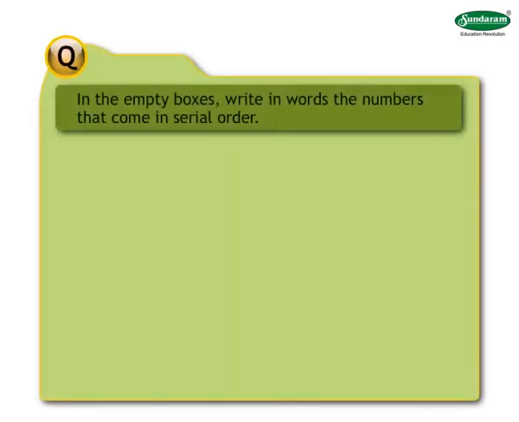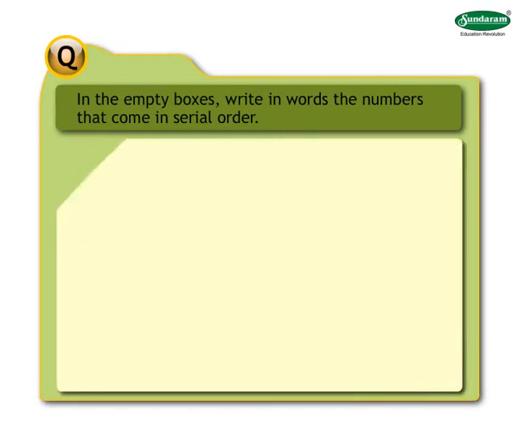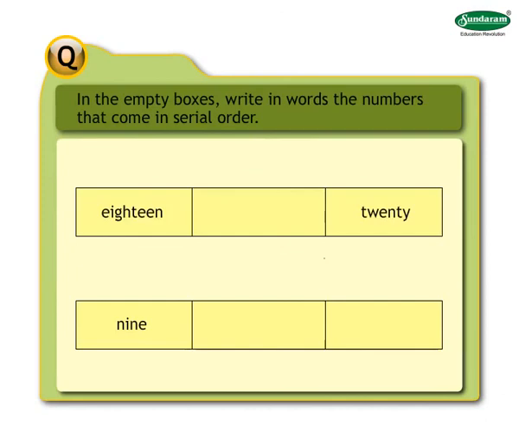In the empty boxes, write in words the numbers that come in serial order. Solution: EIGHTEEN, NINETEEN, TWENTY. Thus, after 18, the number is 19 and then 20. NINE, TEN, ELEVEN. After 9, the two numbers are 10 and 11. Students, write the numbers from 1 to 25 in words and practice.